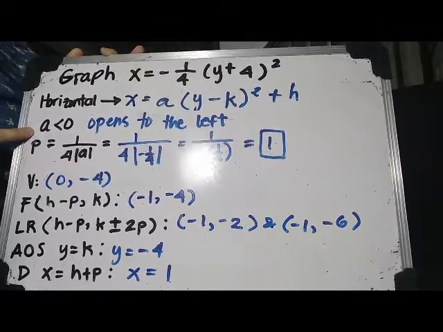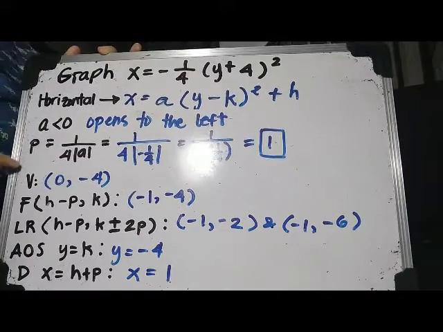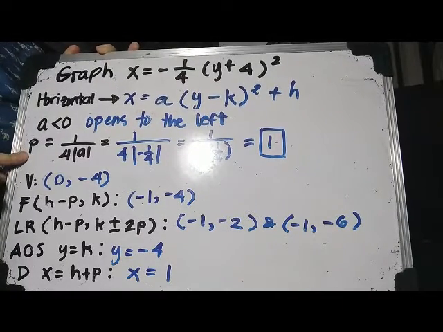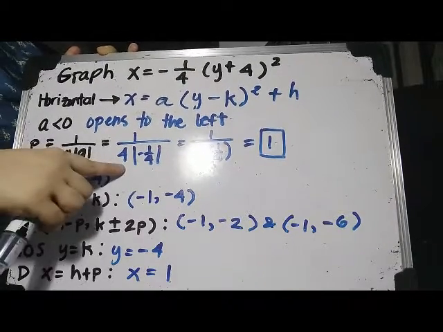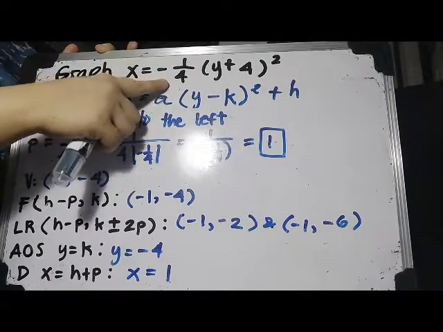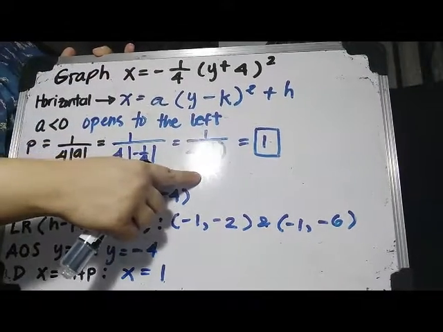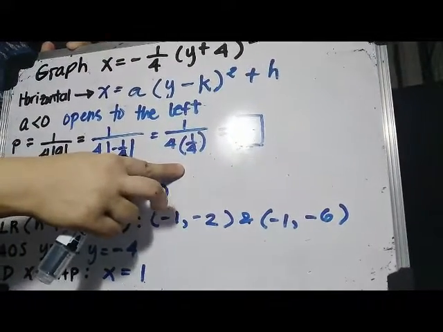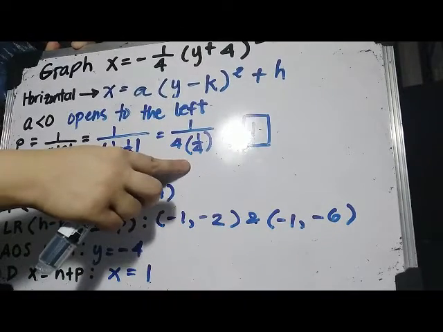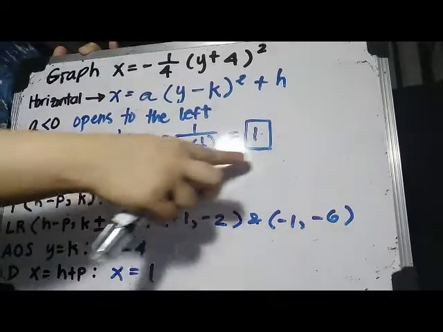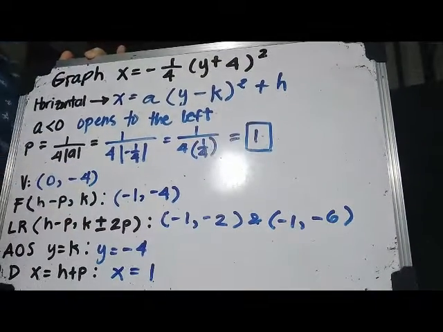The next important information that we need to solve is the distance p. Solving for the distance p, it's going to be 1 over 4 times the absolute value of negative 1/4. So that is 1 over 4 times 1/4. 4 times 1/4 is 1, and 1 divided by 1 is 1. So our distance p is equal to 1.